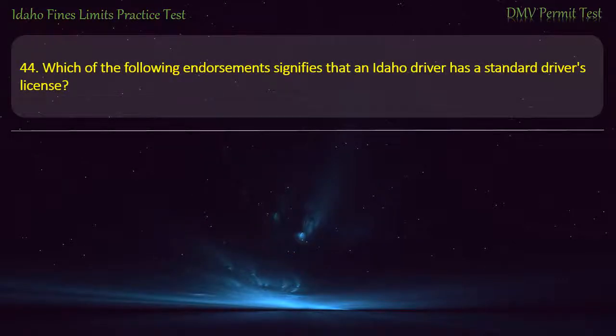Question 44. Which of the following endorsements signifies that an Idaho driver has a standard driver's license? D, A, B, C. Answer: D.